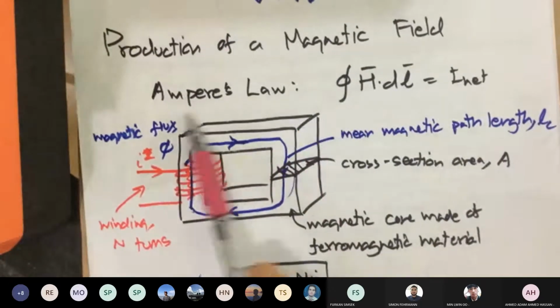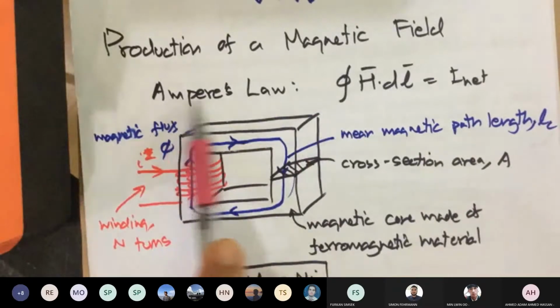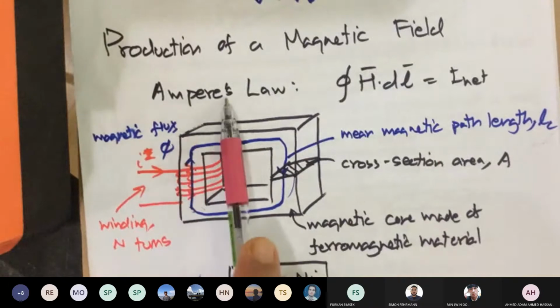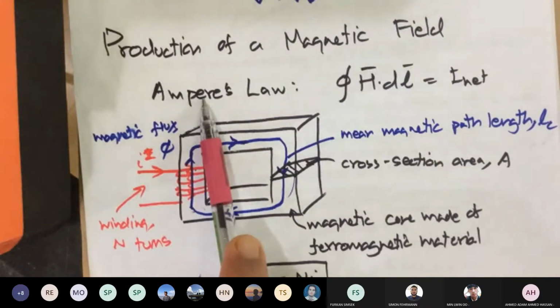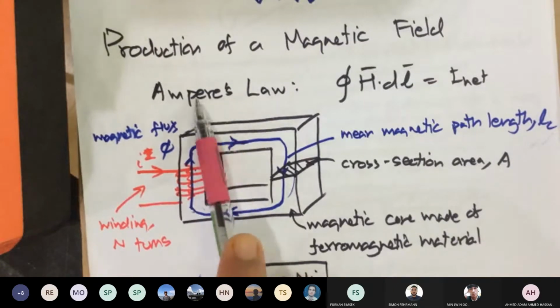The law governing the production of a magnetic field is what we call Ampere's law. Remember Ampere, the unit of current? It's somebody's last name, a Frenchman's last name. I just Googled that: André-Marie Ampère. He was a pretty smart guy.